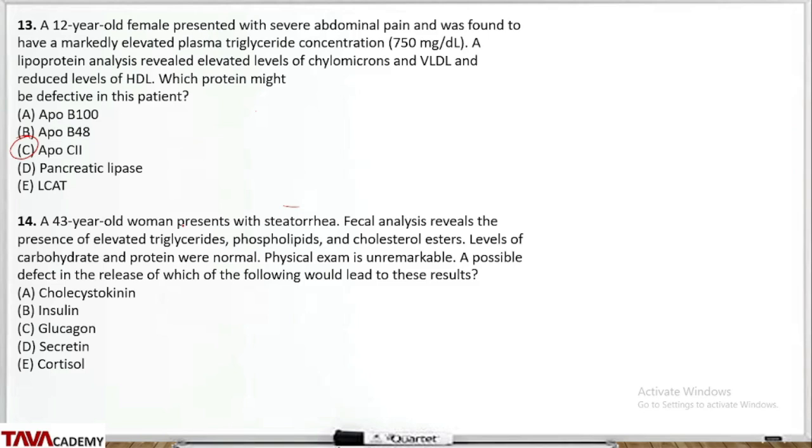The answer is secretin. The woman has normal digestion of carbohydrates and proteins, which means pancreatic enzymes were released, so CCK is not a problem. The problem is that secretin was not coming out to actually buffer the chyme. The chyme was acidic, and secretin needs to buffer the chyme to make the bile salt have the emulsification functionality. So if chyme was not buffered by the bicarbonate coming from the pancreas, bile will not function well and fats cannot be digested. That's why she has steatorrhea. So the answer to this is secretin.